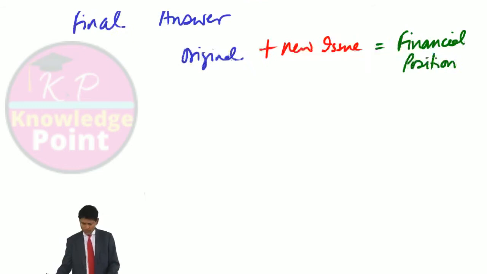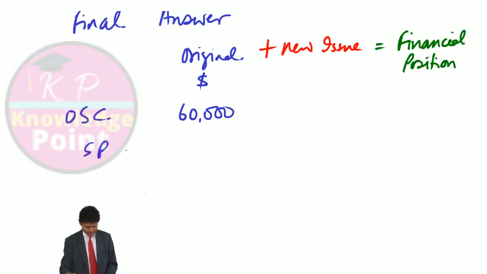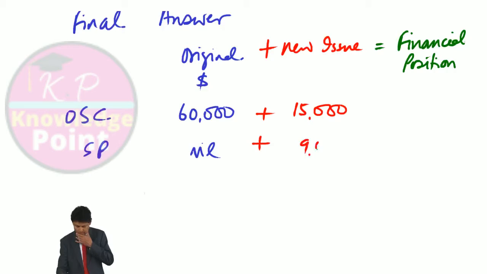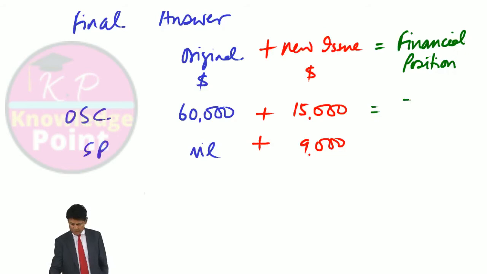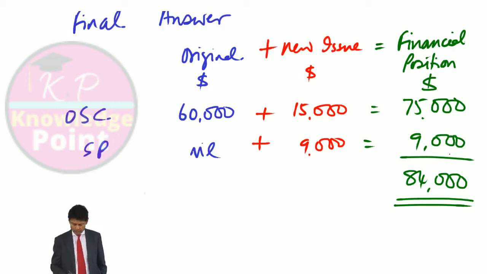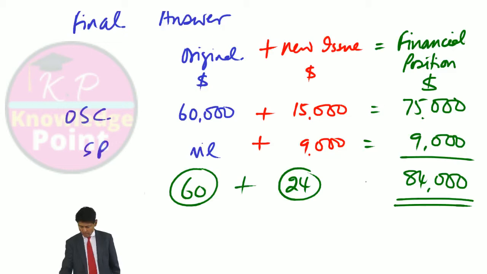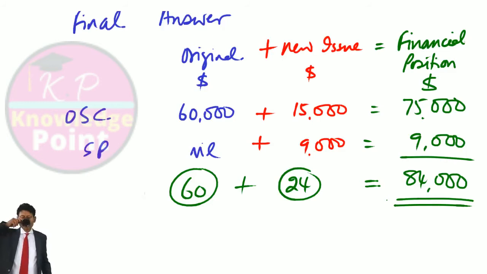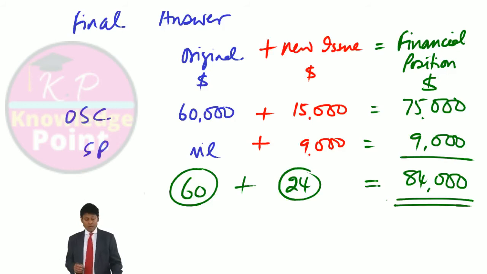Right, so the share capital used to be 60,000. The share premium was nil. And the new issues are 15 and 9. And so this is 75. And this is 9, so this is 84. Obviously this is 24. And that's how to complete that particular question. You're now moving on to the next page.